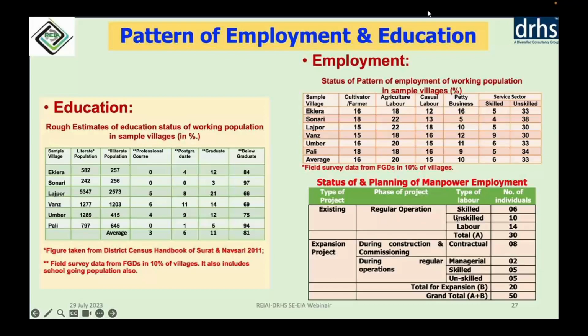And see, this is a regular operation and contractual basis. You are expanding the projection. For contractual, you may put 8, managerial 2, skilled 5, unskilled 5. So these people, unskilled people, any 5% you can take in the contract system. The total potential of this is very small. It is only 50. In expansion, it is giving employment to only 20 people.